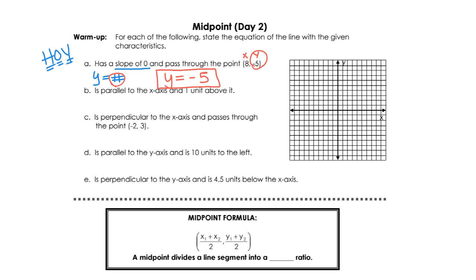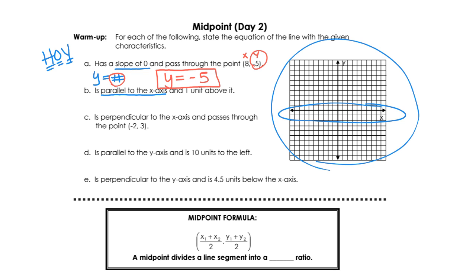Okay. Part B. They are saying that it's parallel to the x-axis. So we have a graph over here so that we can see our x-axis. And in order to be parallel to the x-axis, it has to be going the same exact way as the x-axis. And the x-axis is a horizontal line. So our line parallel to the x-axis will also be a horizontal line. And so it will still be y equals a number. Okay? And because they're saying 1 unit above it, above would be a +1. And so we would say y equals +1.